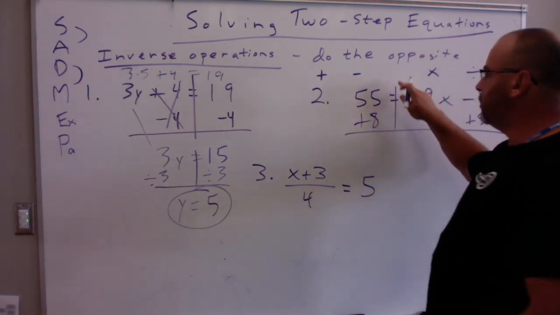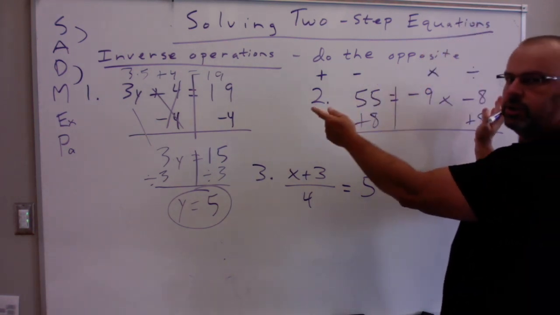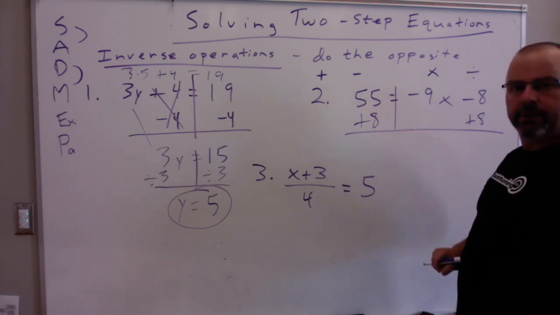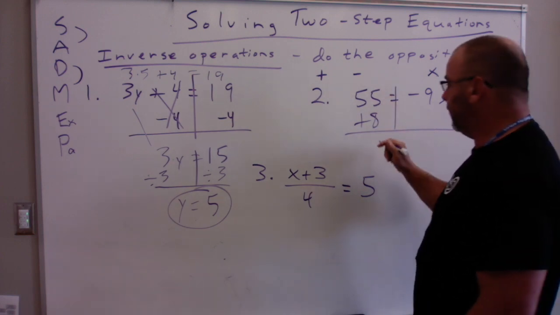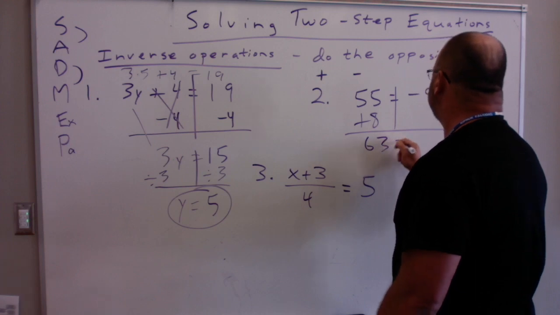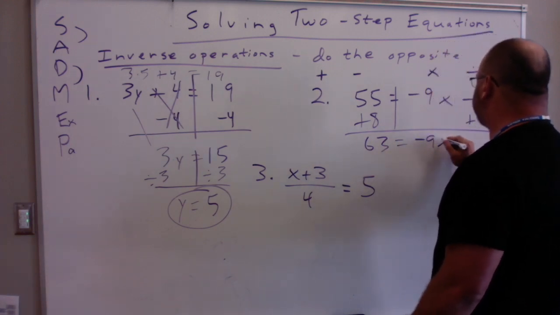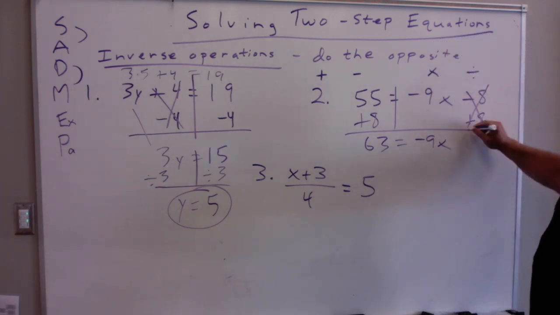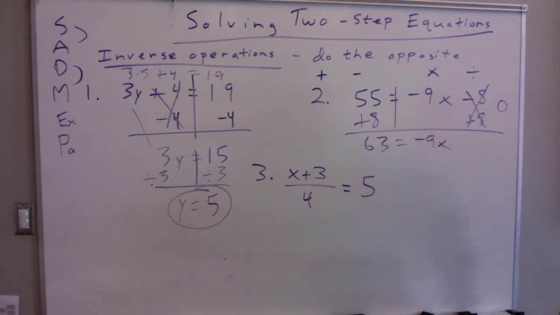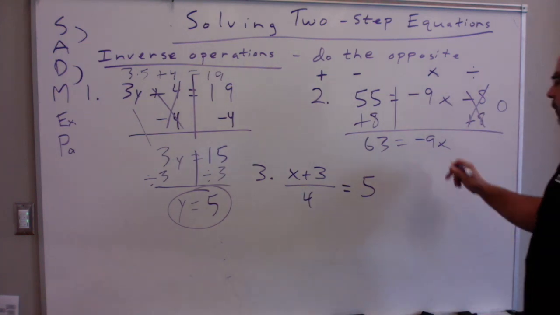Remember, the equal sign splits the equation in two. What's 55 plus 8, excuse me? 63. And that equals a negative 9x. Why? Because these two give us just 0. So that goes away. Now finally, what am I doing to x?